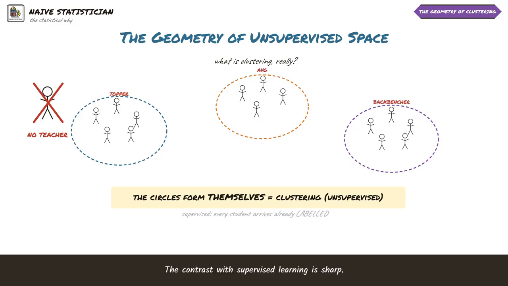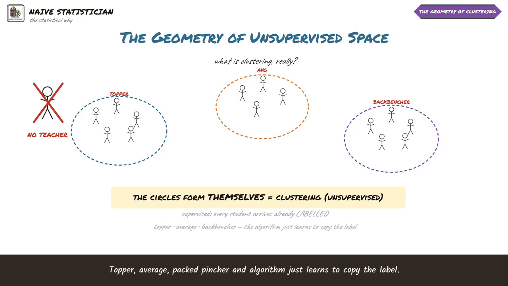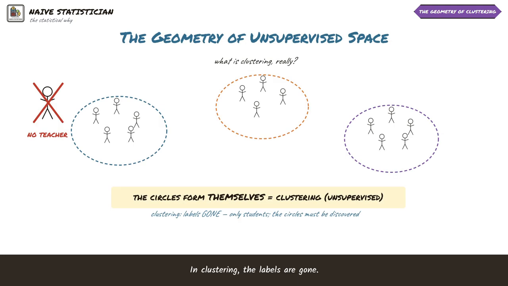The contrast with supervised learning is sharp. There, every student would arrive already labeled topper, average, backbencher, and the algorithm just learns to copy the label. In clustering, the labels are gone. We are handed only the students and must discover the circles ourselves.